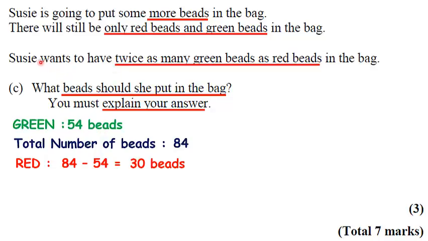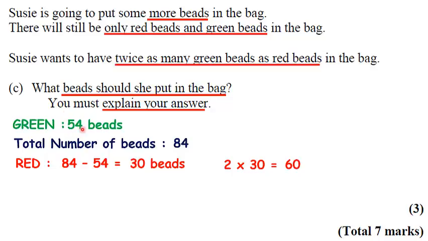Going back to the question, it says she wants to have twice as many green beads as red beads. Now, the green beads, there are 54 of them. She wants to have twice as many of those as there are red. The red beads, there are 30 of them. Now, twice as much as 30 is 60. Okay, so 2 lots of 30 is 60.